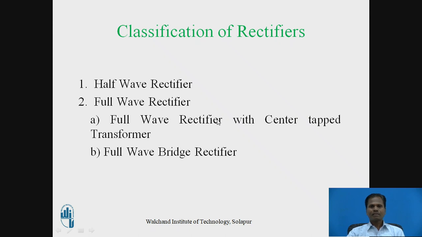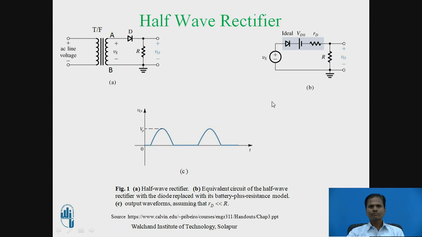Now basically, rectifier circuits are classified as half-wave rectifier and full-wave rectifier. Again, full-wave rectifiers are classified as full-wave rectifier with center tap transformer and full-wave bridge rectifier. Generally, half-wave rectifier consists of simple transformer, a single diode, and load resistor R.